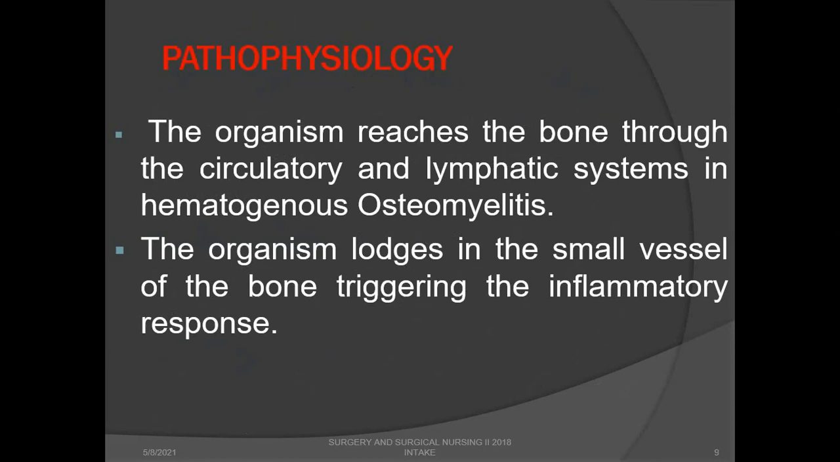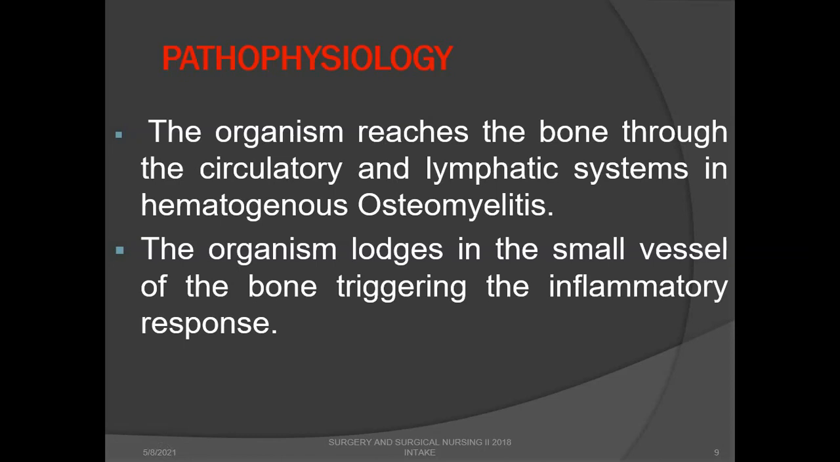The pathophysiology of osteomyelitis. The organism reaches the bone through the circulatory and lymphatic system in hematogenous osteomyelitis. So here, the circulatory and lymphatic systems are the modes of transportation by which the bacteria can be transported to the bones: the circulatory system by the bloodstream, and the lymphatic system. Then the organism lodges in small vessels of the bone, triggering an inflammatory response.